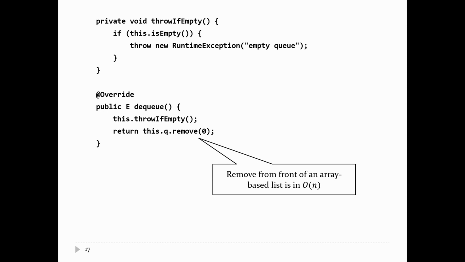Now the problem with this implementation is if you're using an array-based list, then that remove operation is in big O of n. Because when you remove the first element of the list, you have to move all the remaining elements of the list forward one position. So we'd like to implement a queue where dequeue is not in big O of n.